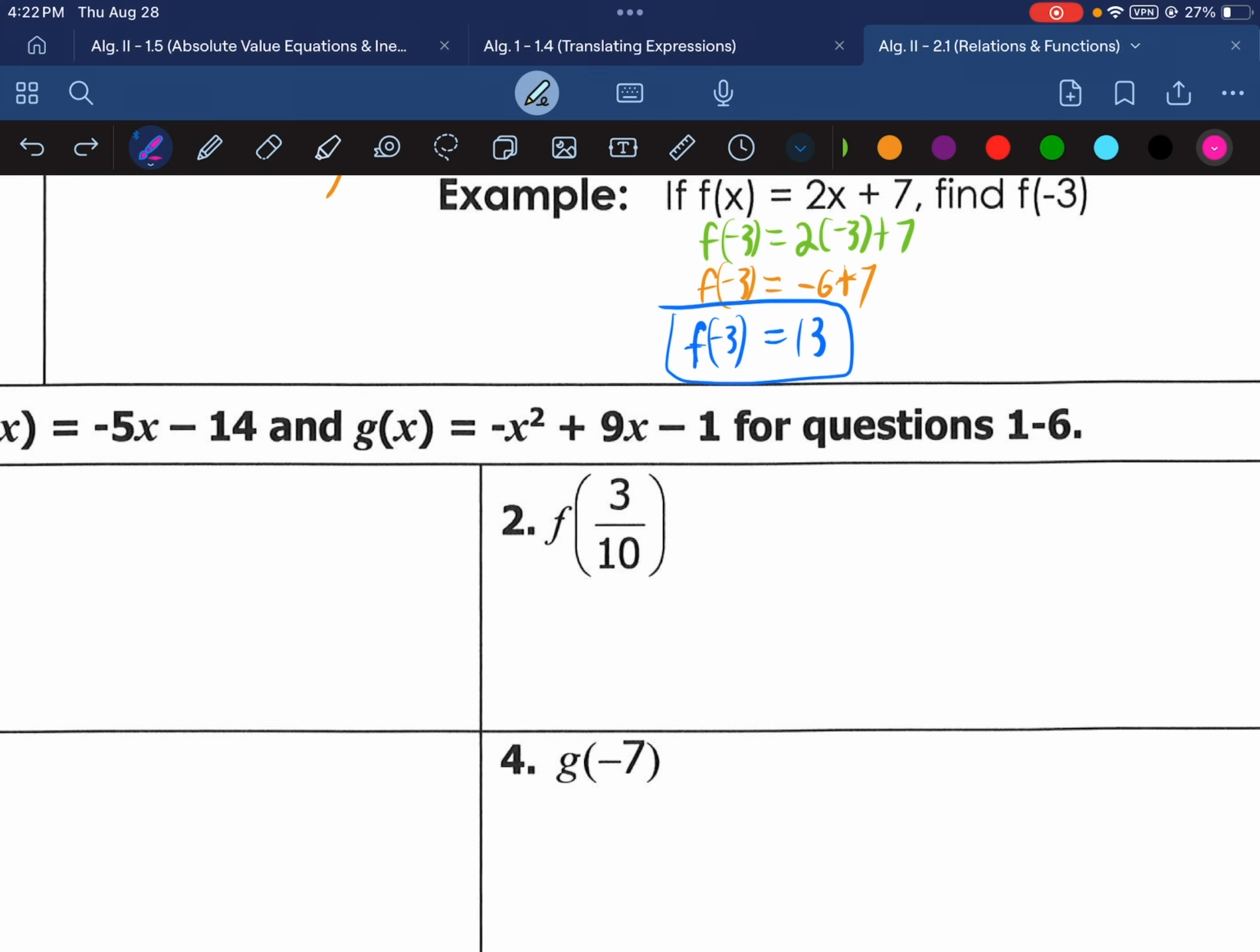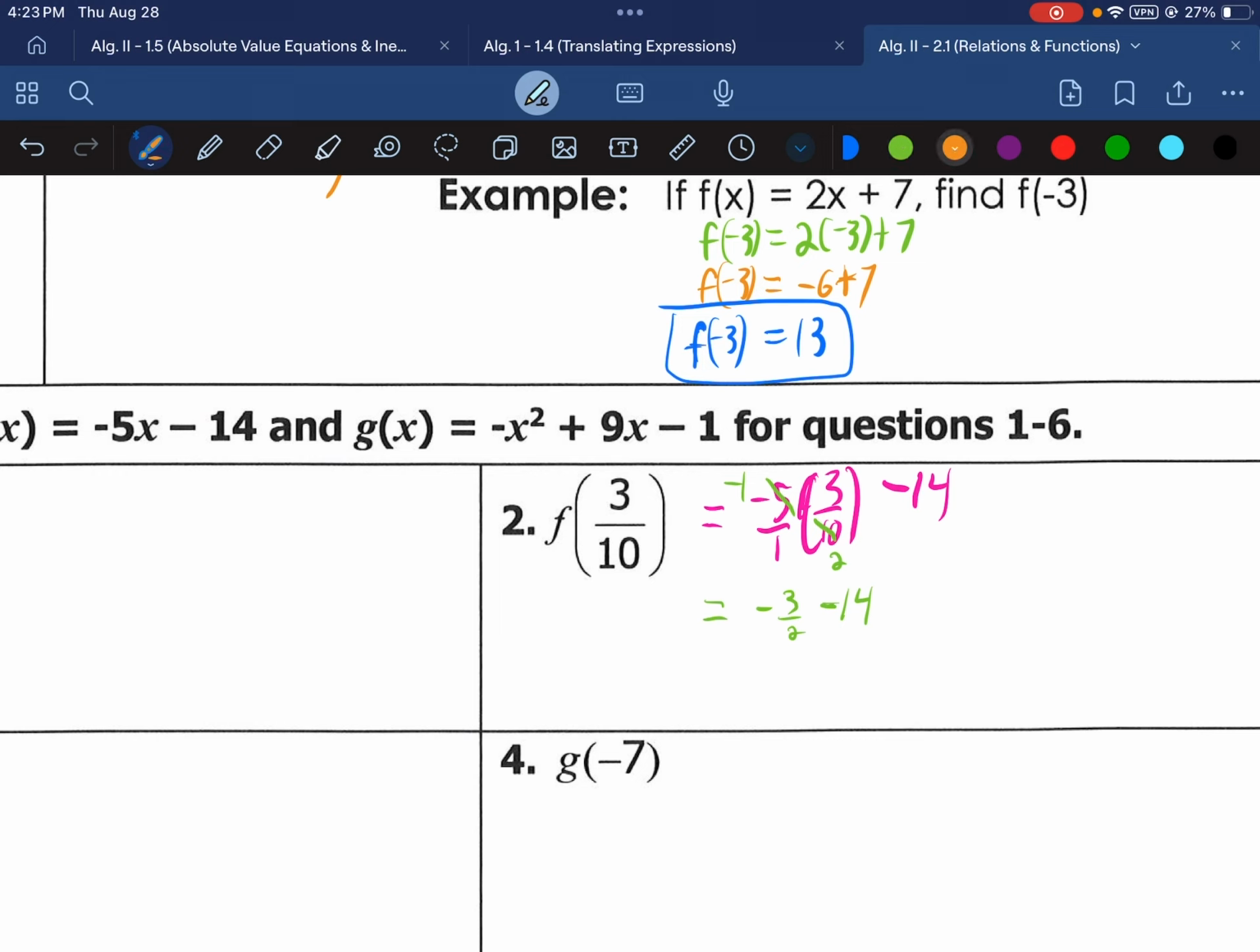So on number 3, f of 3 over 10. We'll plug that into f of x and get negative 5 times 3 over 10 minus 14. So as I look to multiply negative 5 times 3 over 10, I'm going to put negative 5 over 1 and cross reduce. 5 goes into negative 5, it becomes negative 1. 5 goes into 10, it becomes 2. And as we multiply straight across, I end up getting negative 3 over 2 minus 14.